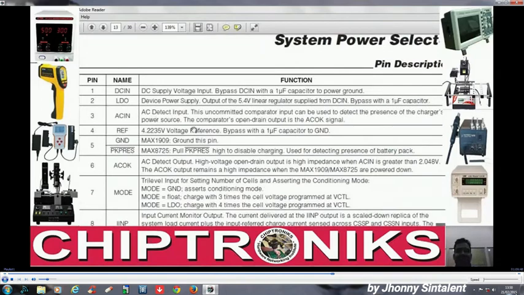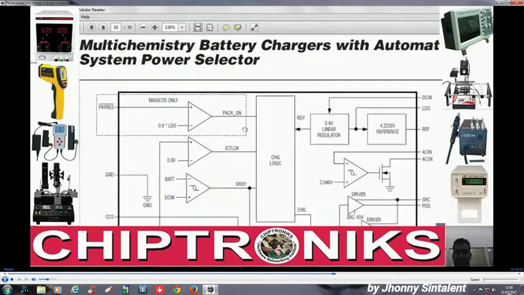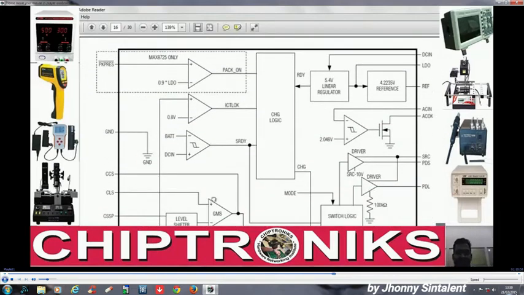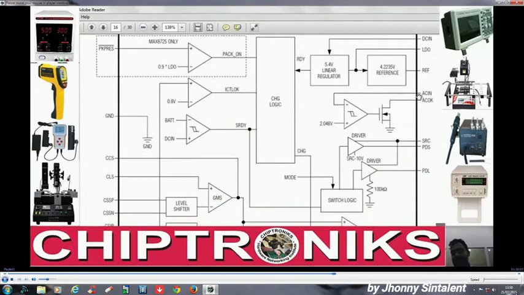AC in is the AC detect input. Okay, you can see over here it can be used to detect the presence of the charger power source. The comparator open drain output is the AC OK signal. Let's go back to page number 16 and AC in. We'll see where, yes, AC in. You see AC OK and AC in.